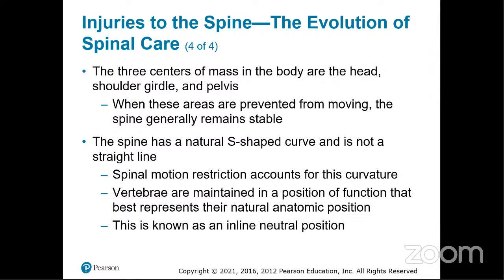Three centers of mass. When we start talking about these, we have the body, the head, and the shoulder girdle and pelvis. So if we can prevent those from moving, usually the spine will generally remain stable. So if they can't move their head, their hips and stuff, which is why the body splints and our gurneys work really well, because we can pad around and prevent that from moving.